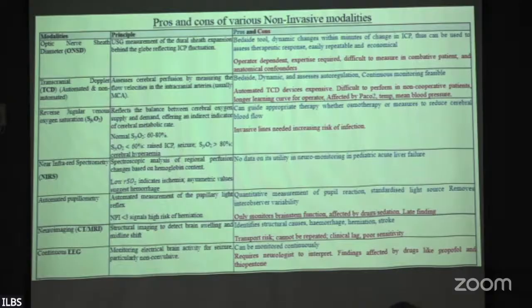However, the cons of ONSD and TCD are that they are operator dependent and expertise is required, and it is quite difficult to do in combative or uncooperative patients. In ONSD, there can be some anatomical confounders at the level of the orbit. In case of TCD, the velocities can be affected by physiological confounders like CO2, temperature, and blood pressure as well.